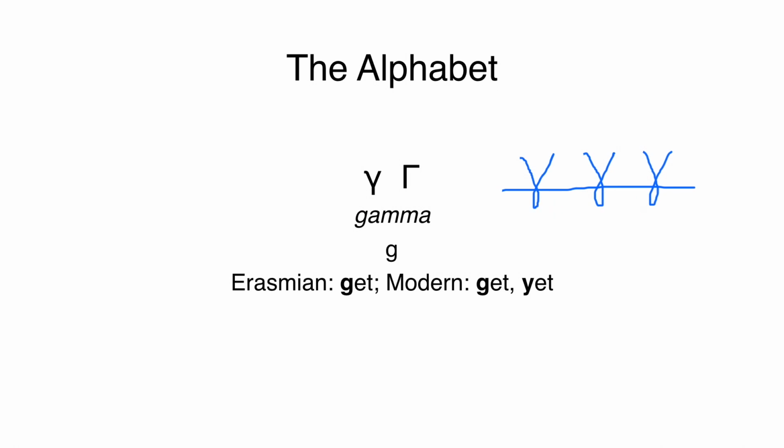For the uppercase gamma, it looks like this strange right angle sign. Now, according to the Erasmian pronunciation, this is a hard G sound, like G in get. And according to the modern pronunciation, we can also have that G sound, but more often it's more of a guttural Y, as in yet sound. It's a little bit hard to explain, you kind of have to hear it. So that's gamma or gamma.